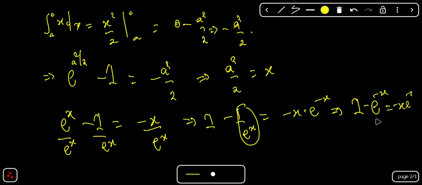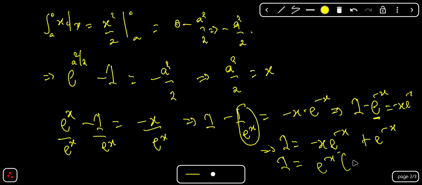Okay, then add e raised to the power of negative x to both sides. So you're going to have 1 is equal to negative x e raised to the power of negative x plus e raised to the power of negative x. So you can factor out e raised to the power of negative x. So we have 1 equals e raised to the power of negative x, then times negative x plus 1. That is beautiful. We have e raised to the power of negative x times negative x plus 1.